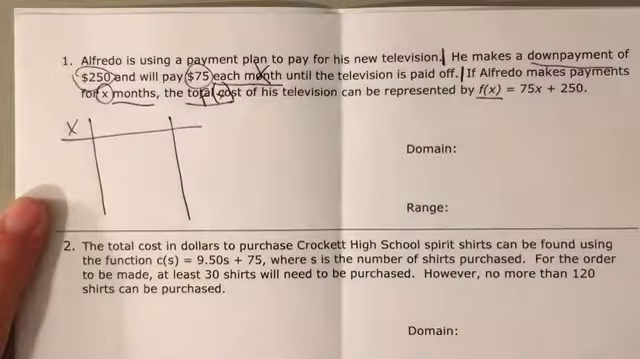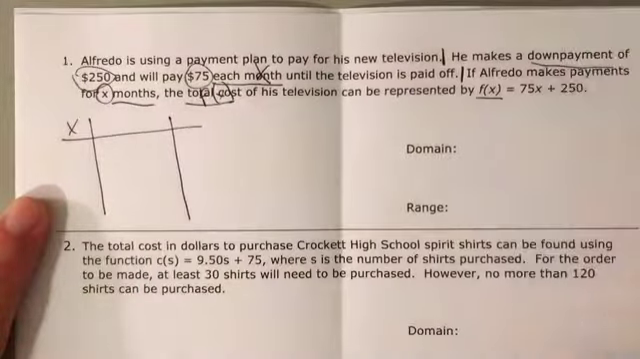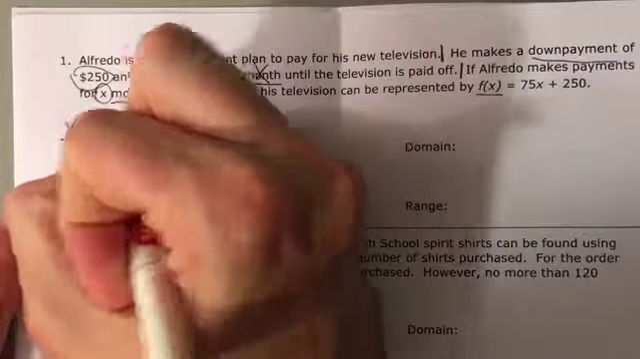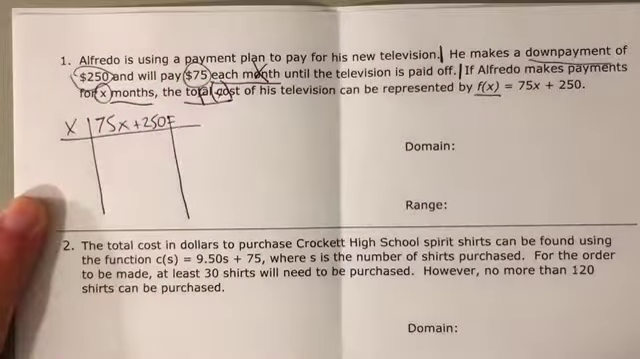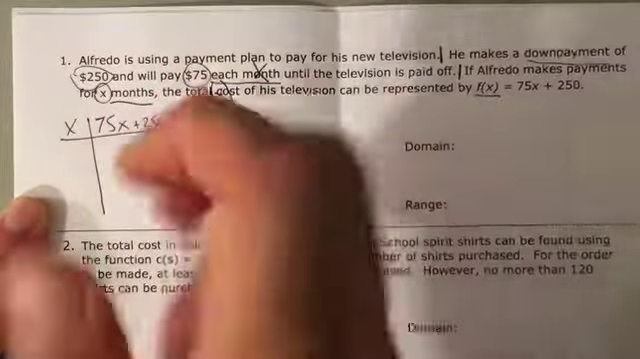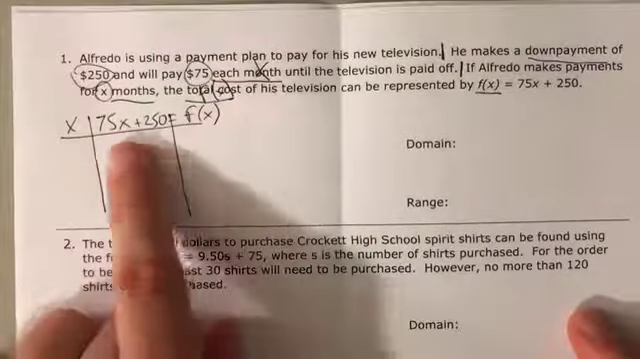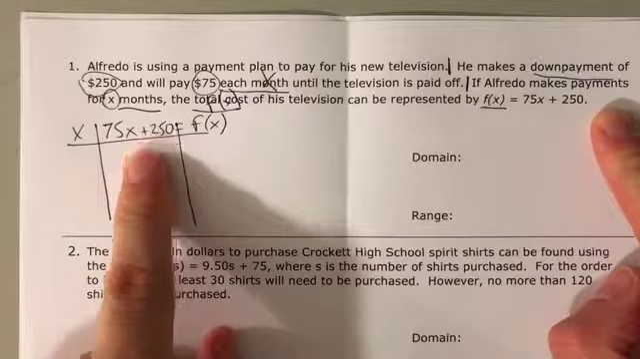called a process table. So we have x is the input, and what we're going to do is take that process, 75x plus 250, to make our output, right? So the output is just the f of x. So if you look, all I did was I moved the f of x equals to the end, but the rule is going to be the same.